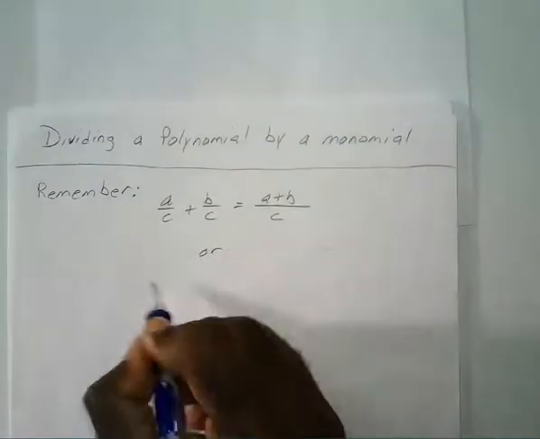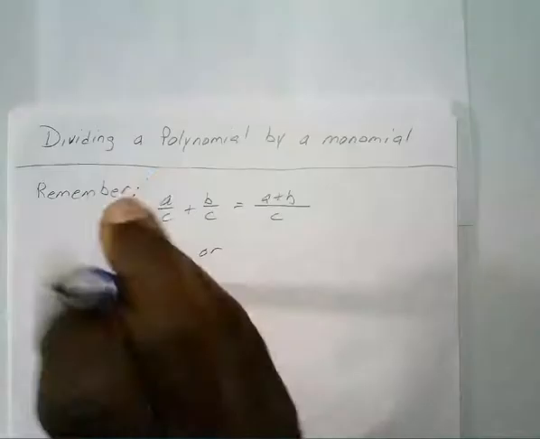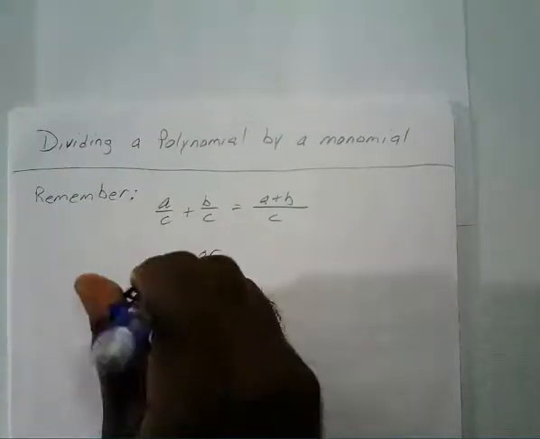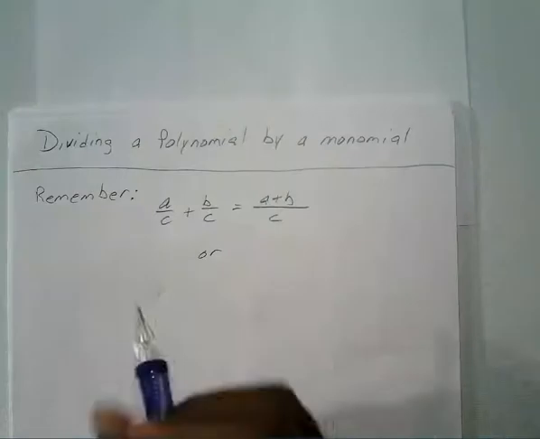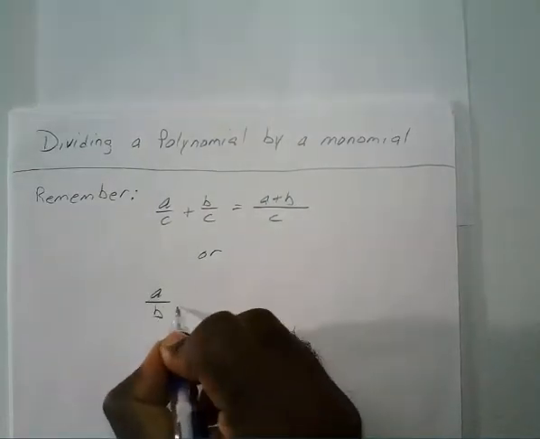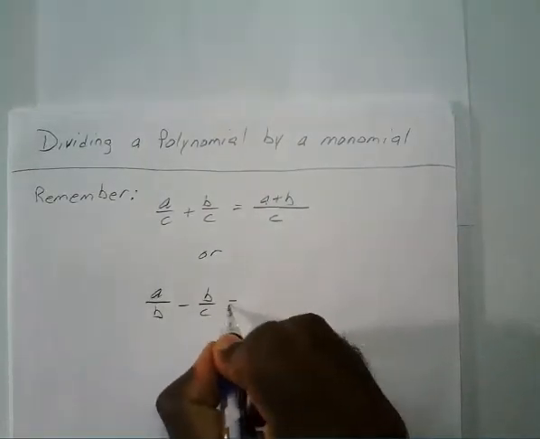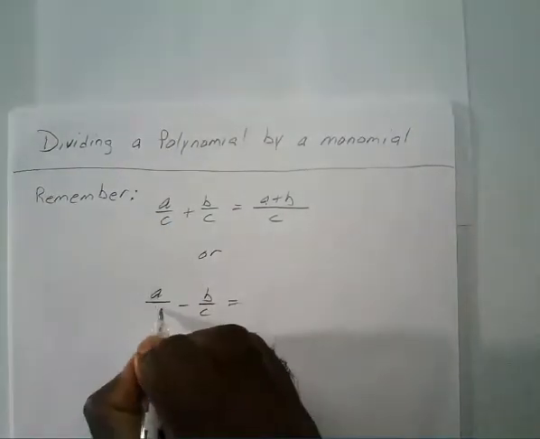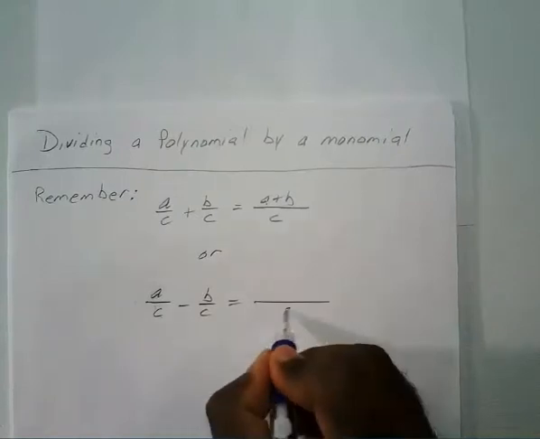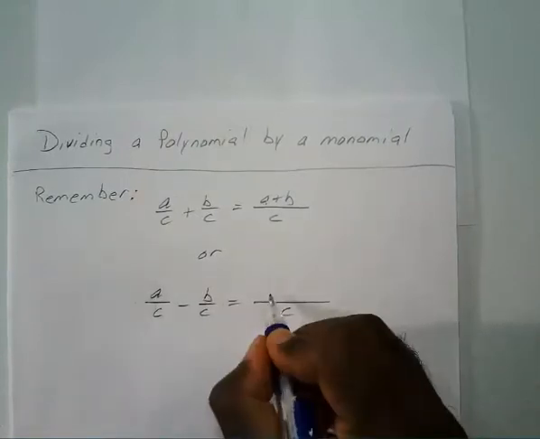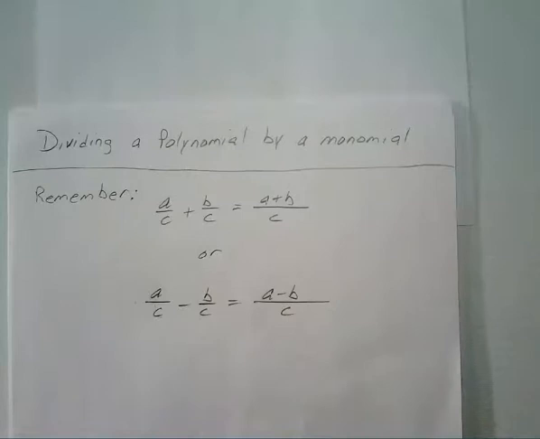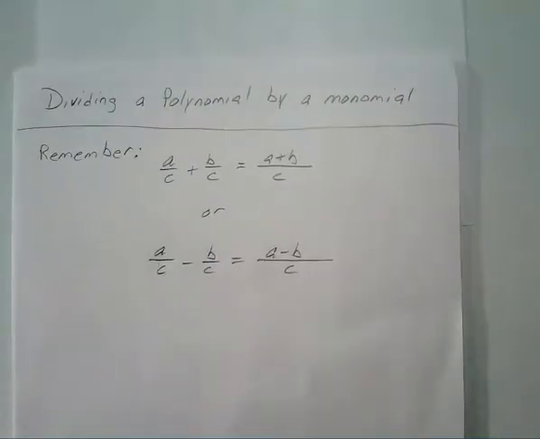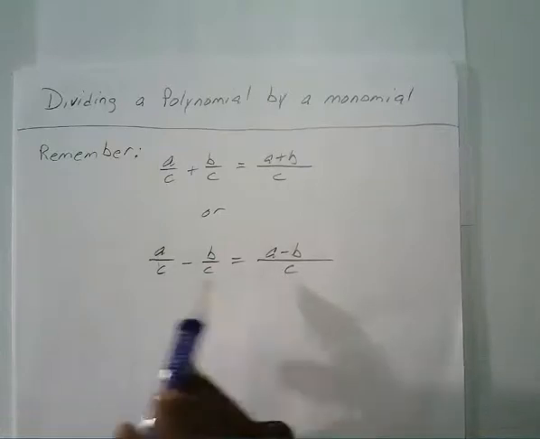It's the same thing with subtraction. Let's clean that up a little. There we go. So if you have a over c minus b over c, that is a minus b over c. As long as your denominators are the same, you just subtract your numerators. The thing is, it also works the other way around.